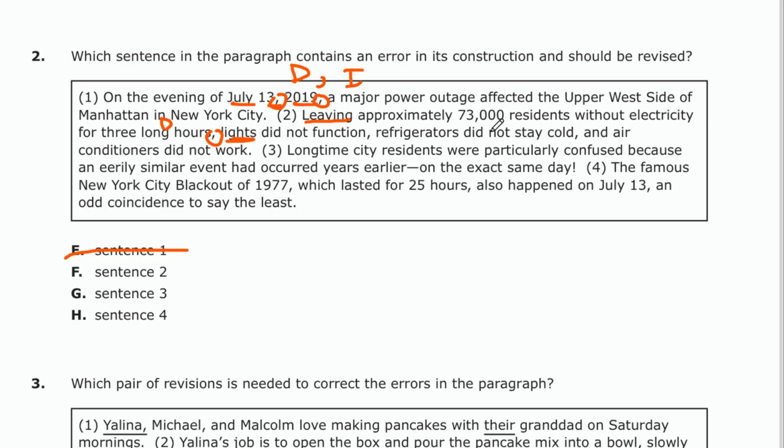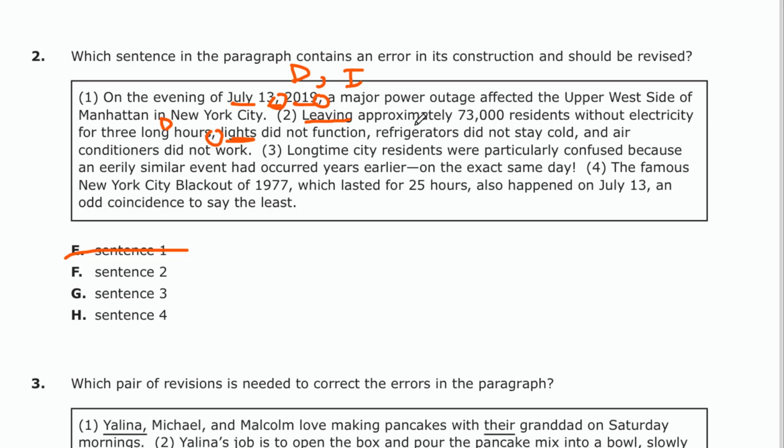Leaving approximately 73,000 residents without electricity, lights. Lights did not leave residents without electricity. This needs to be moved. It's a misplaced modifier. It should be next to the word it's modifying. We need to correct this sentence. There's really no word to modify in this case. So as I look to find something that's the correct modifier, there is none, which actually makes this what we call a dangling modifier. So I would have to rephrase this entirely.